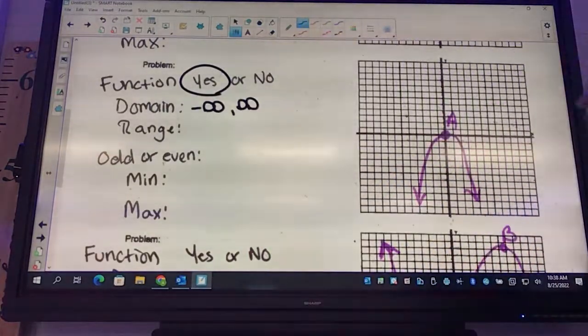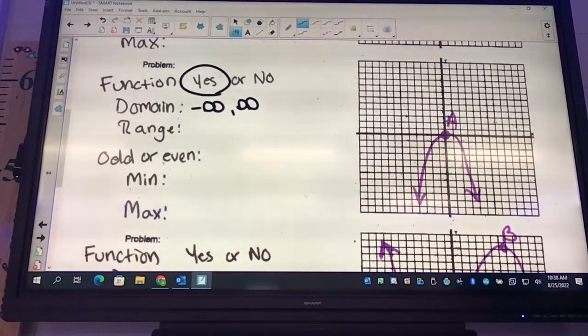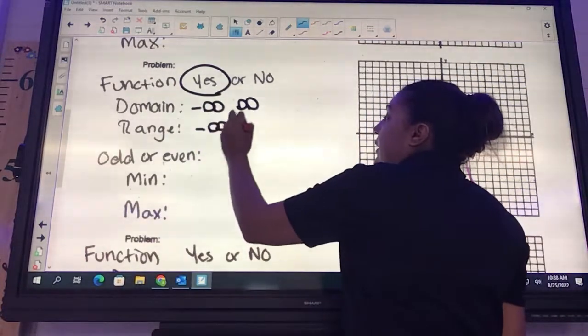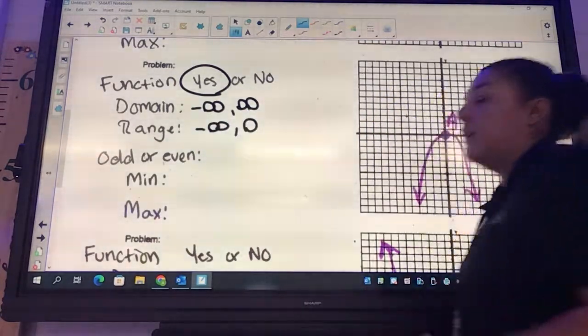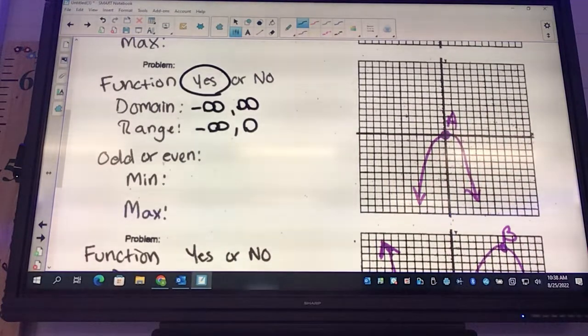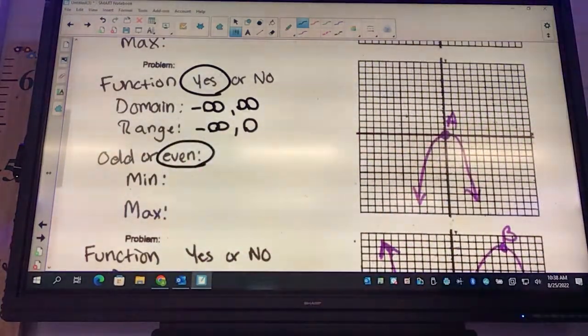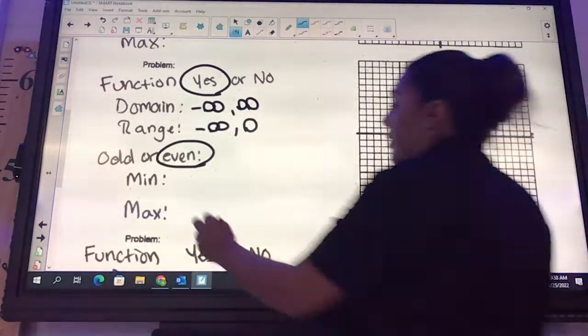The range. Negative infinity to 0. Negative infinity, and it goes up to 0. Okay, is this odd or even? It's definitely even. Okay, and then we only got 1 point. Is that a min or a max? It's definitely a max. Good job.